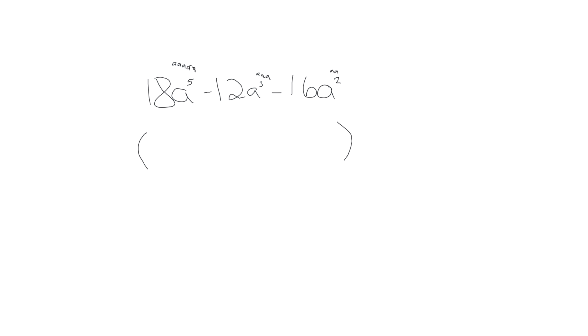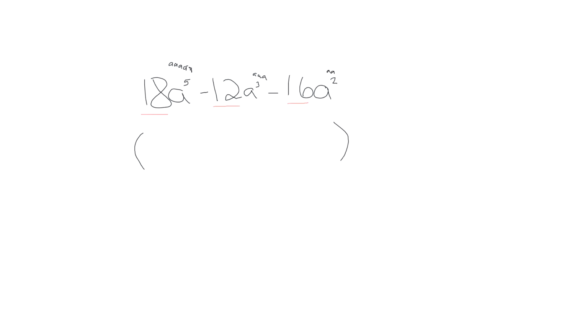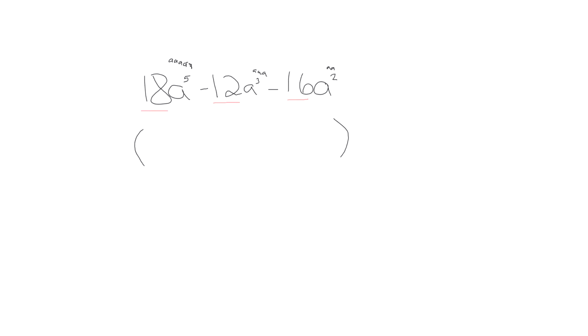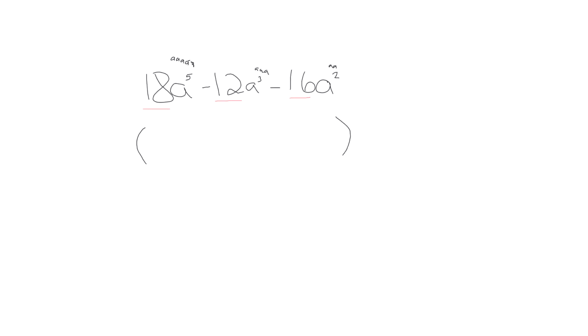Okay, the number part, I have 18, 12, and 16. So I'll try to think of a number that can go into all of them nicely without any leftovers. Would it just be 2? It'll just be 2, right? Because at first I'm thinking 6, but 6 would work for this one and the 12, but not for the 16. And then I said maybe 4, but 4 worked for the last 2, but not the first one. So they're all even. You just take a 2 out.